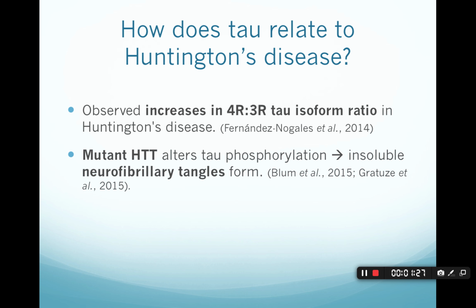So how does tau relate to Huntington's disease? Recently, it has been shown that there is an increase in the 4R to 3R tau isoform ratio in Huntington's disease post-mortem brain samples. Subsequently, it has also been shown in transgenic Huntington's disease mouse models that mutant HTT alters tau phosphorylation, resulting in insoluble neurofibrillary tangles.